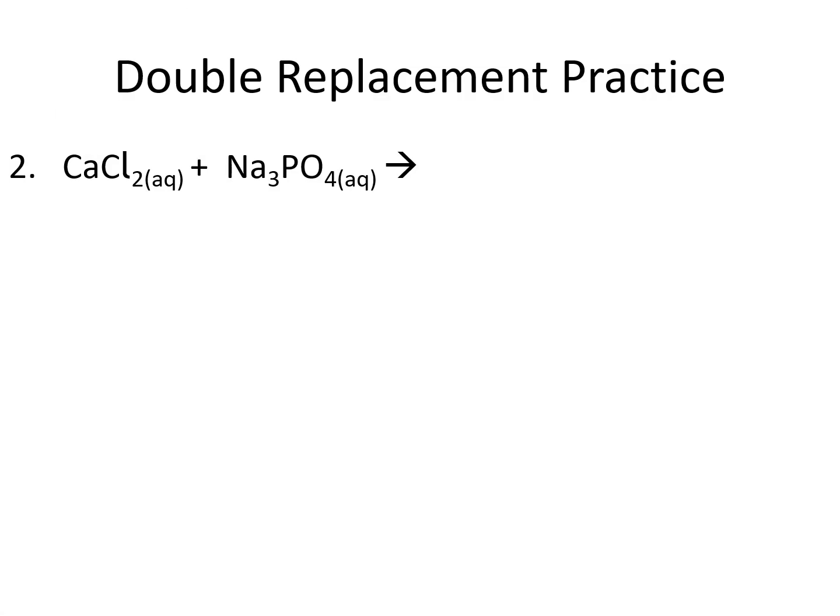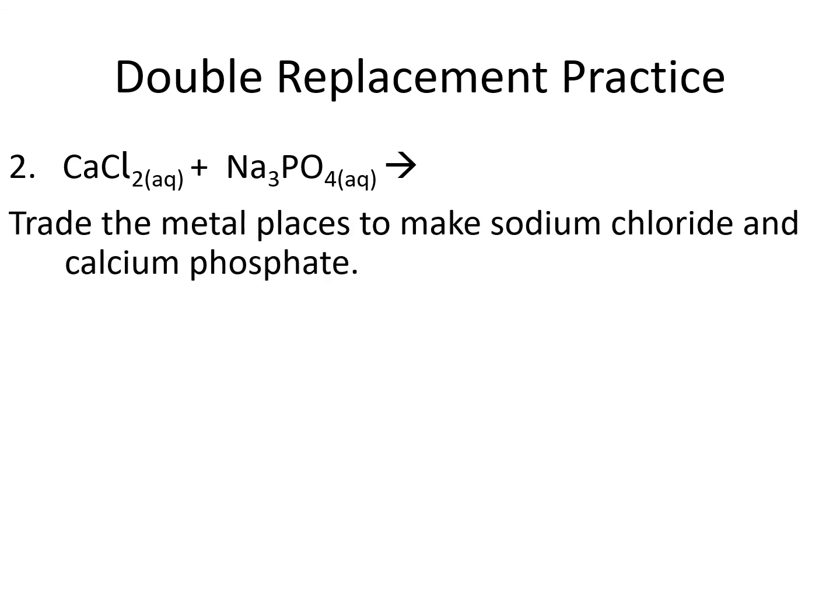For a second example, calcium chloride and sodium phosphate react. Sodium and calcium swap places. We are going to have to rewrite the formulas. Don't carry the subscripts across unless they're part of a polyatomic ion. Instead, you need to think about their charges.